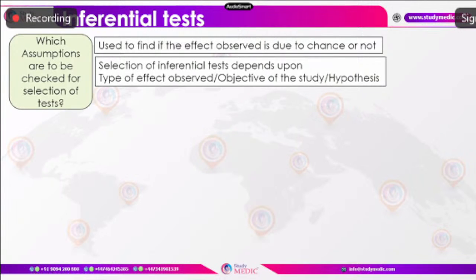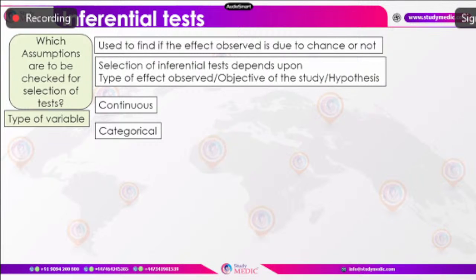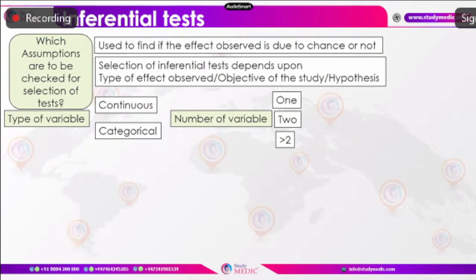Now, which assumptions are to be checked for selection of tests? We shall see. One, we need to look at what type of variables are there in the study. Two, whether this variable is a continuous variable or a categorical variable. Continuous variables are those which can assume any value in the spectrum, whereas categorical variables are non-numerical qualitative variables. Then how many variables are there? Is it one? Is it two? Or is it more than two?